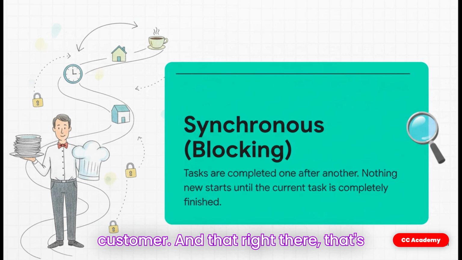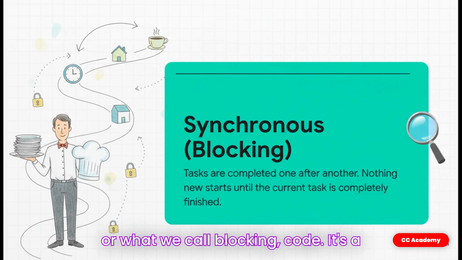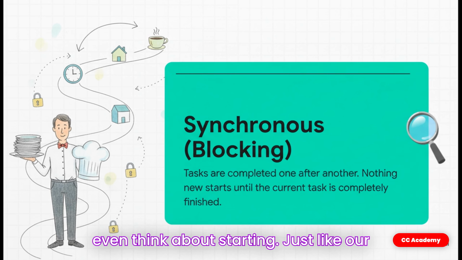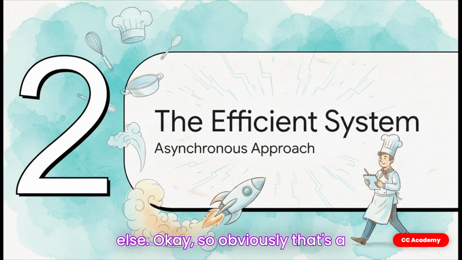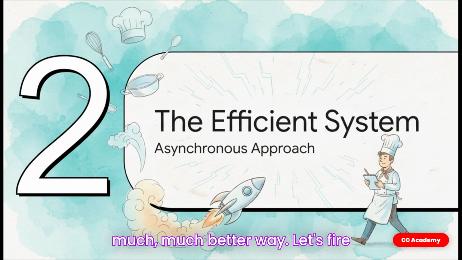And that right there, that's the textbook definition of synchronous, or what we call blocking code. It's a strict one-by-one sequence. Task A has to be completely done before task B can even think about starting. Just like our terrible waiter, the program is completely blocked from doing anything else. Okay, so obviously that's a terrible system. Thankfully, there is a much, much better way.